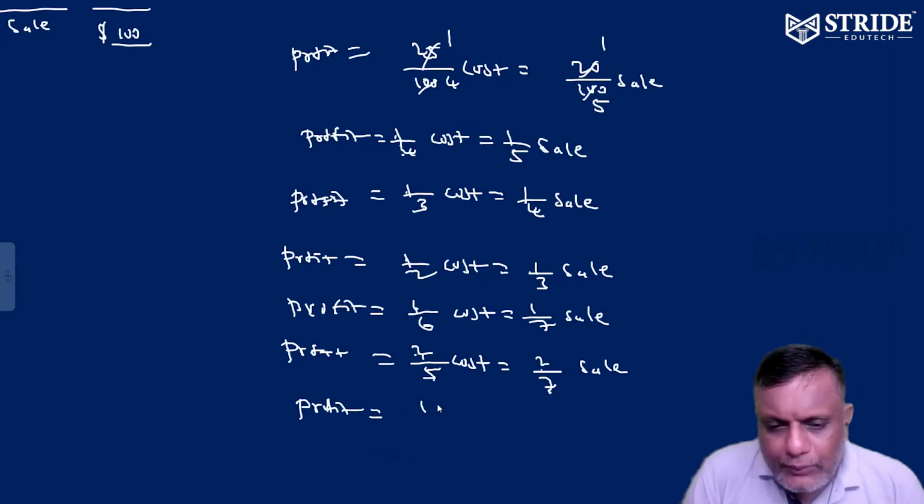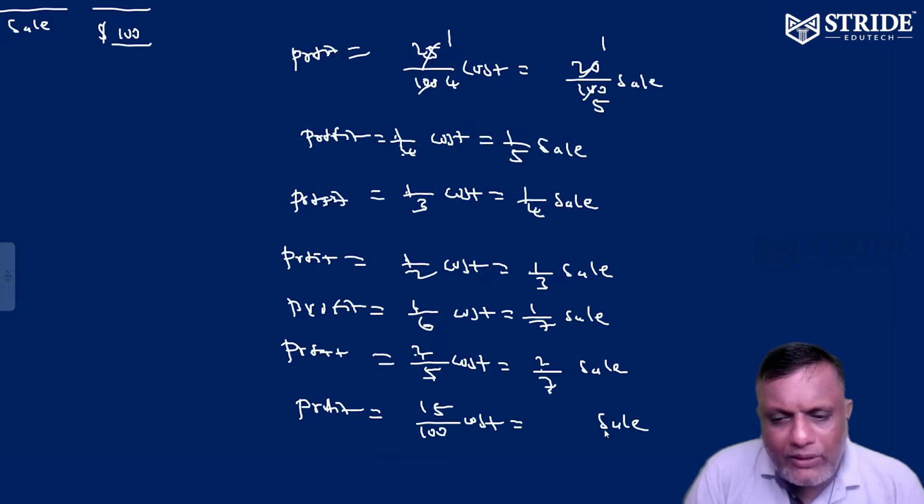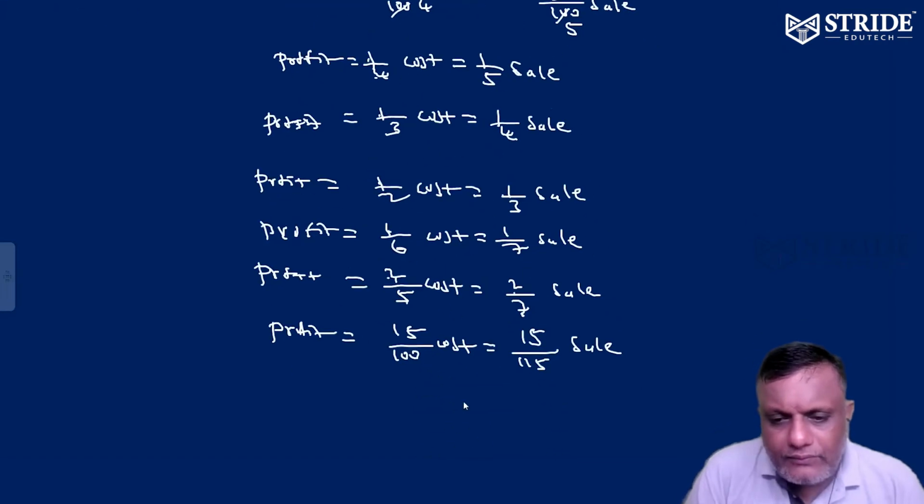Okay, right. Suppose 15% or 15/100 of cost. What proportion number do you have to multiply to get the same value of sales profit? 15 plus 100 is equal to 115.